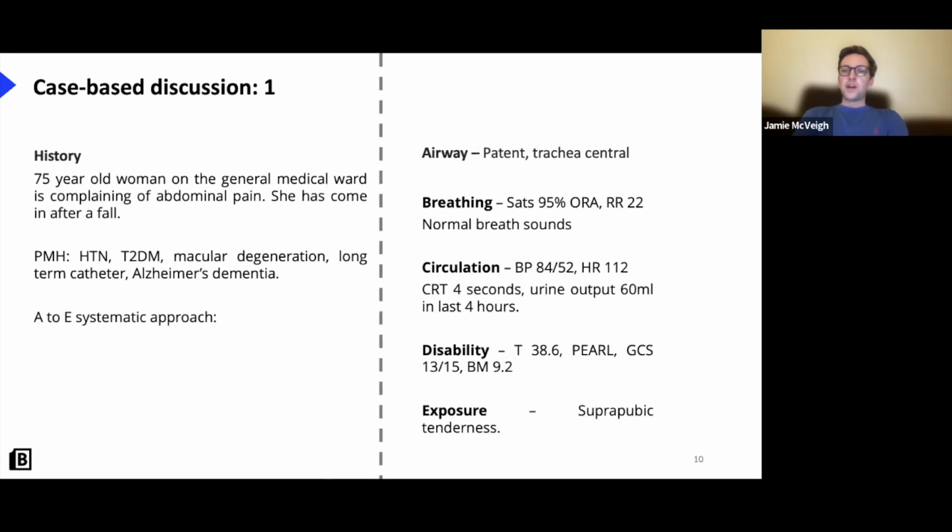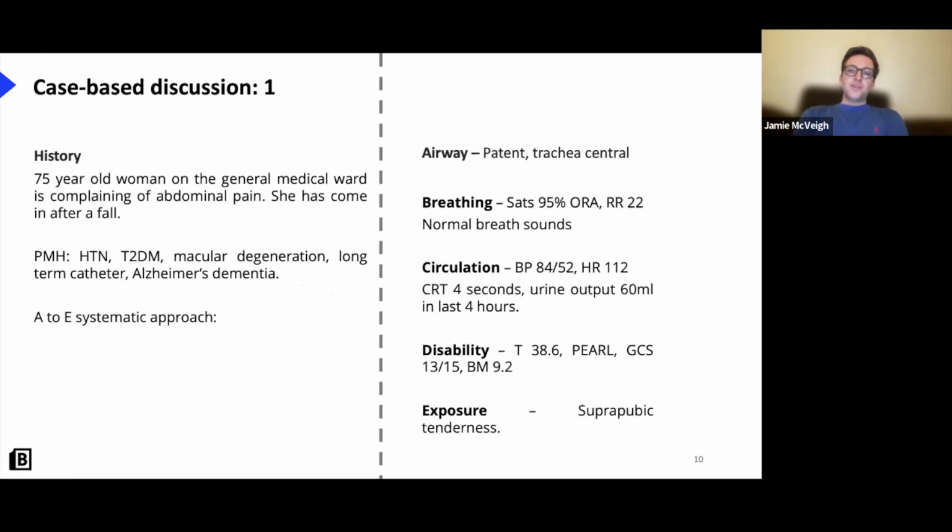Her breathing's fine, although her respiratory rate is a little bit up, okay? And she looks a bit tachypneic, and she looks a bit out of puff, but she's maintaining her sats. So at that point, with sats of 95, I think I'd probably just put her on a nasal cannula, 2 to 4 liters, just to get those sats up.